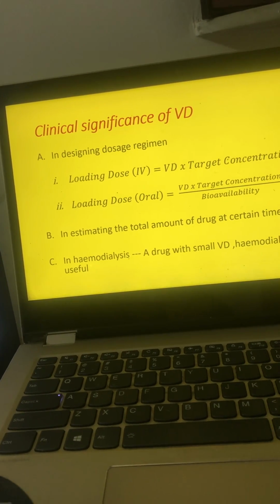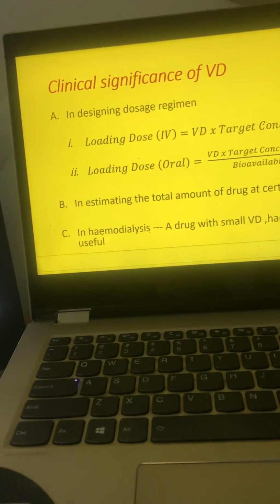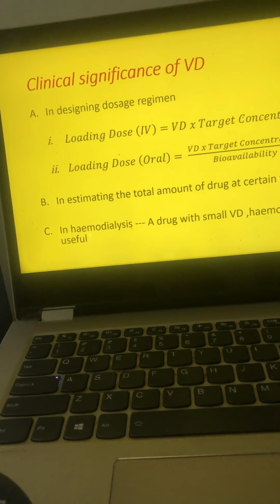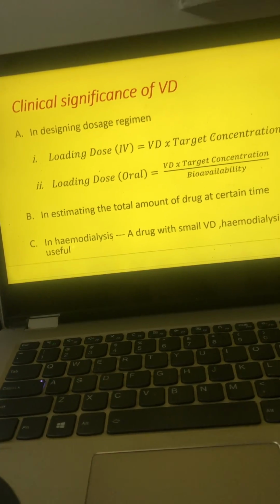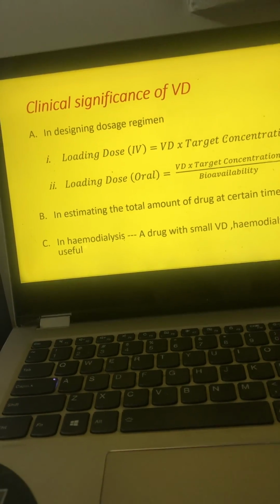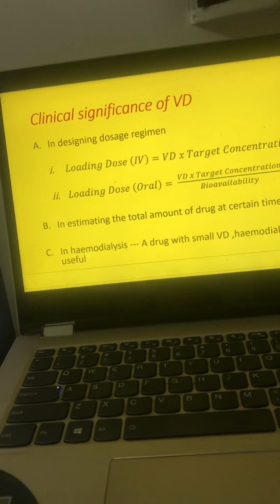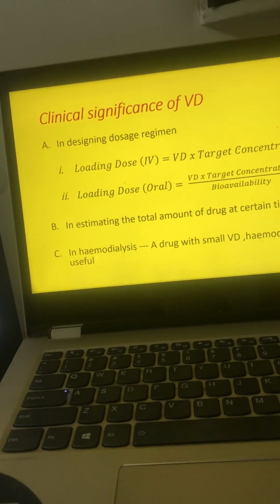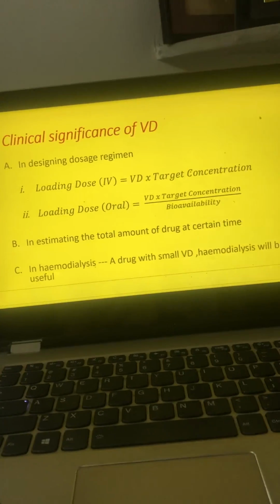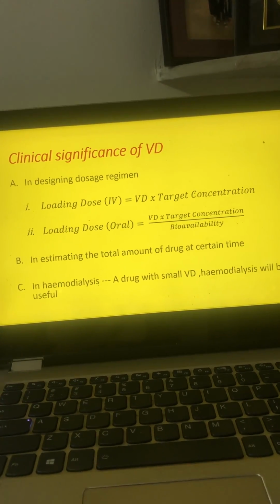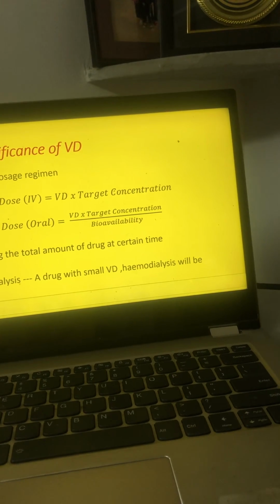For a drug with a small volume of distribution, hemodialysis will be useful. The speed at which the loading dose is given depends on the therapeutic index of the drug. The loading dose is given slowly, for example over 30 minutes for theophylline and over 24 hours for digoxin. Hemodialysis is useful in aspirin overdose and methanol poisoning because they have a small volume of distribution.